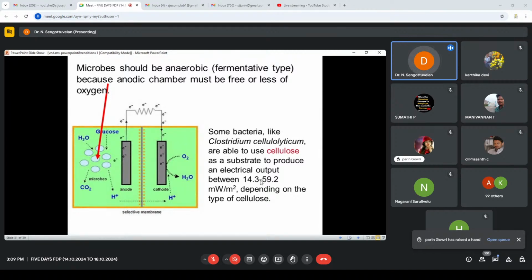Looking at the most important challenge of microbial fuel cell, it is able to generate electrical power only in the range of 14 to 59 milliwatts per meter square. Such a feeble power it is able to generate. Milliwatts means 10 power minus 3 per meter square of exposed area, which is very, very little power in the current scenario.